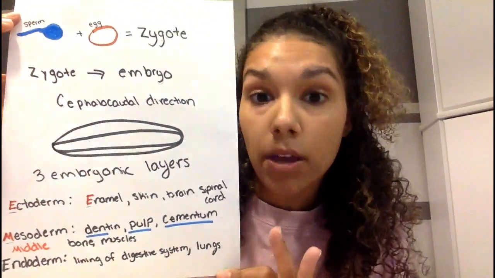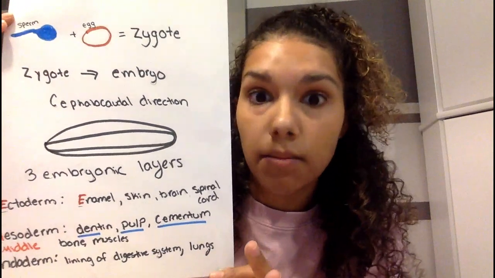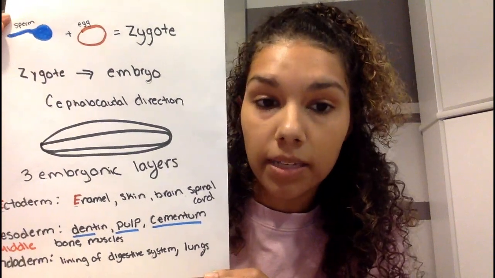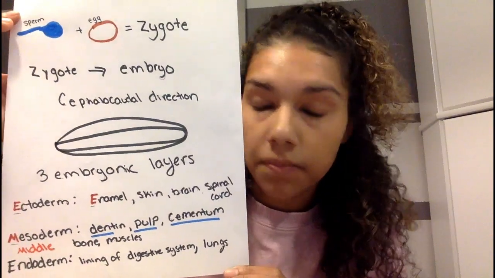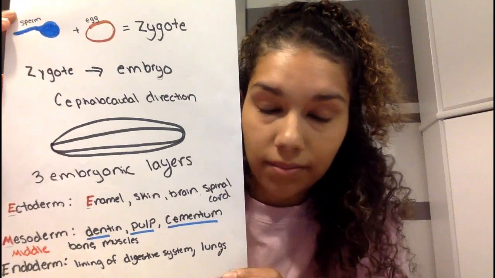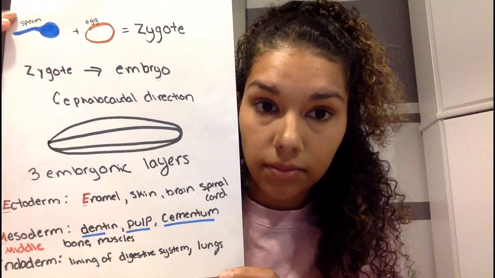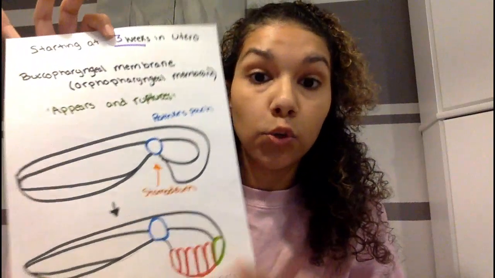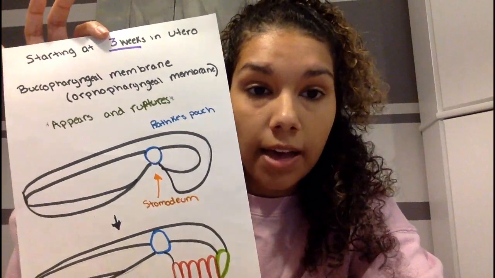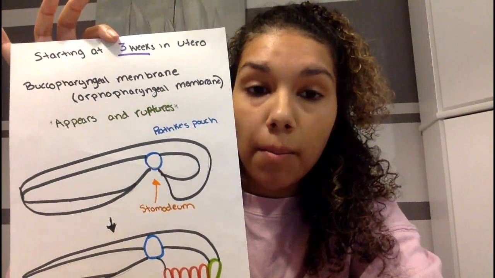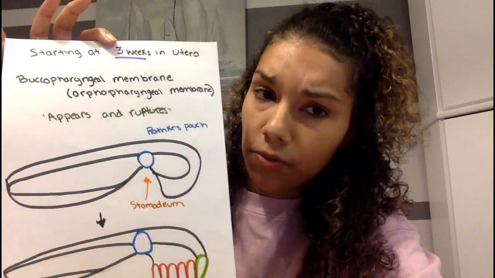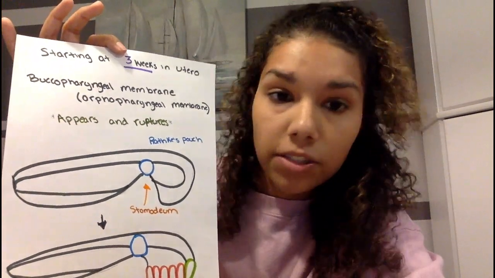Mesoderm, think of the middle, so it makes the things in the middle, so the dentin, pulp, cementum, bone, and muscles. And then endoderm is just a lining, so it's lining of the digestive system and lungs. Okay, moving on. So starting at 3 weeks in embryo, that tube that we came from has the buccopharyngeal membrane appear, or the oropharyngeal membrane. They're the same thing, just two names.